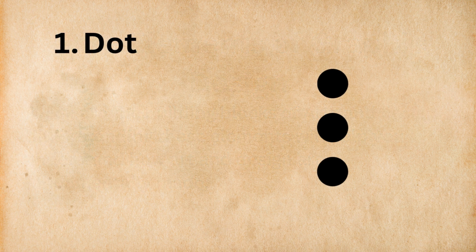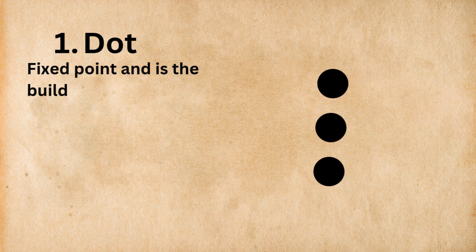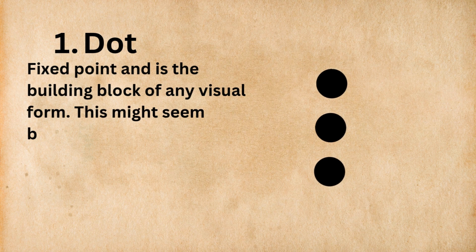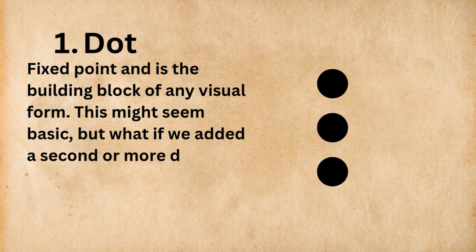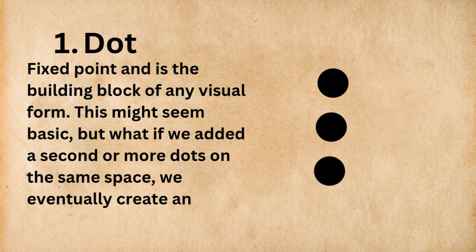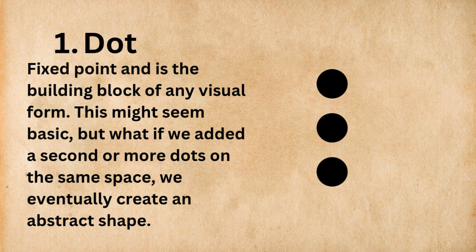Number 1. Point. A fixed point is the building block of any visual form. This might seem basic, but what if we added a second or more dots on the same space? We eventually create an abstract shape.